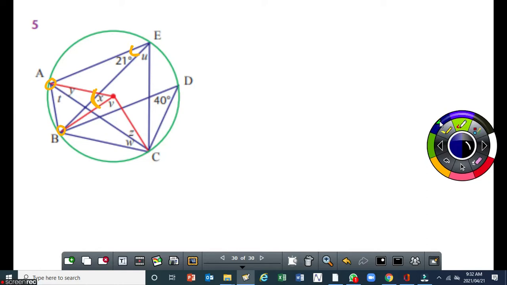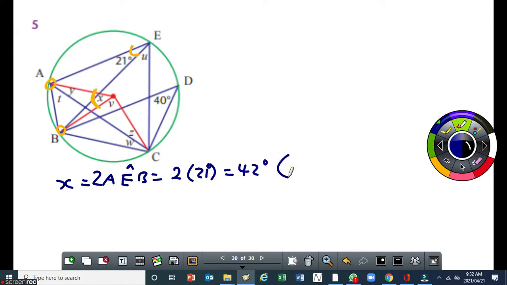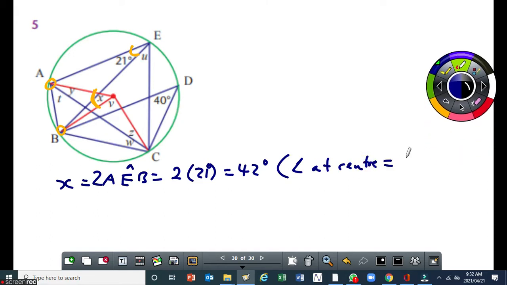Okay? You see the way that I'm talking, my heartbeat is not increasing because I saw the diagram. I'm just using the theorem. So angle X is equal to angle AEB, and what this means is X is equal to 2 times AEB. That means 2 times 21 degrees, and this will give you 42 degrees. My reason is angle at the center is equal to 2 times angle at the circumference.